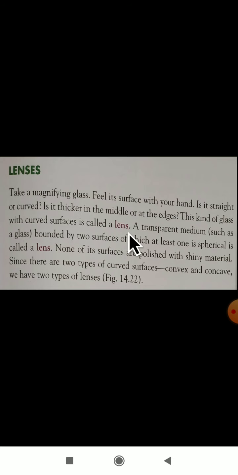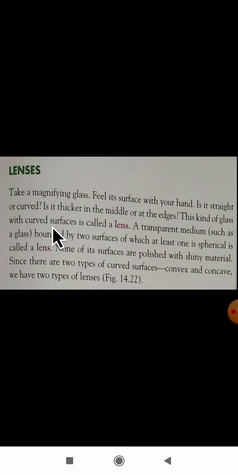So what is a lens? It is one kind of glass. A lens is a kind of glass with a curved surface. How will the surface be? The surface of the lens will not be straight; it will be a curved surface. So to define a lens, you have to say that a lens is a kind of glass with a curved surface.